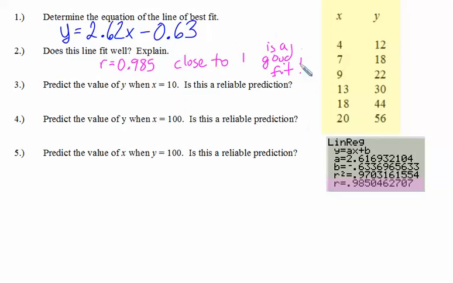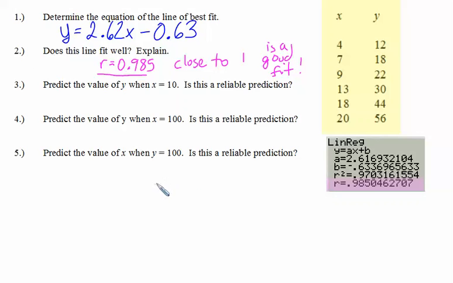Now what we said in class was if that R value is 0.8 or above, or if it's negative 0.8 to negative 1, it's a good fit. So when we see an R like this, we're happy. The line is pretty well representing the data.